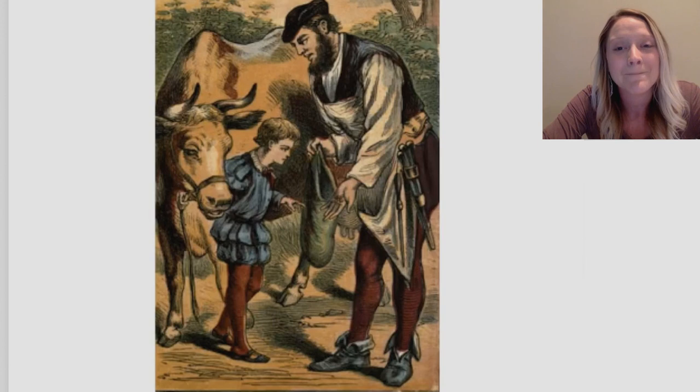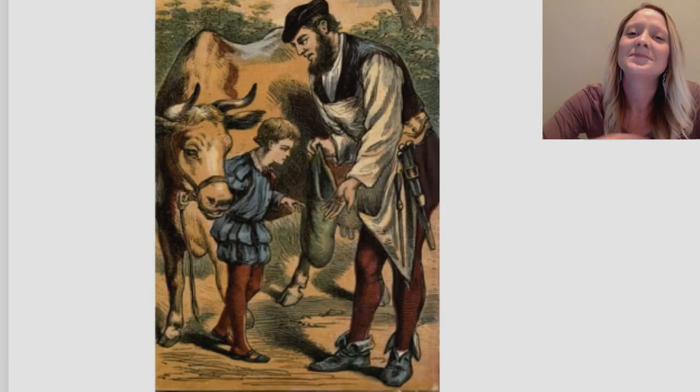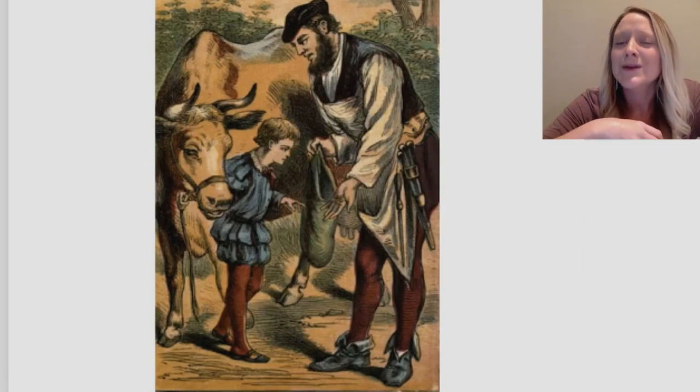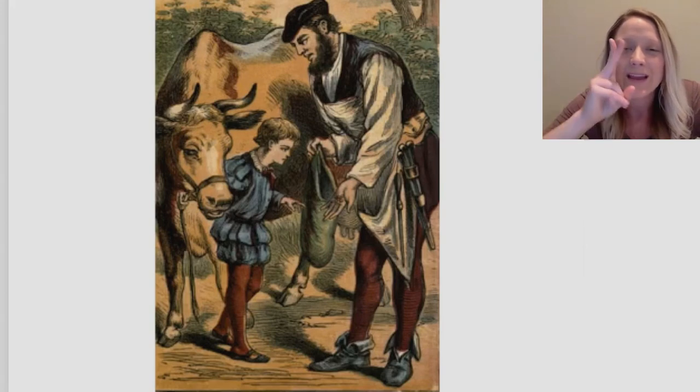Uh-oh. So he took the beans for the cow, boys and girls. He traded with that stranger. So Jack is heading back home with these 5 beans. I wonder what his mother is going to think of this, boys and girls. Go ahead and whisper into your hand how you think she's going to feel about this. We'll all share out together. Ready? 1, 2, 3. Yeah, maybe she'll be angry. Yeah, maybe sad.